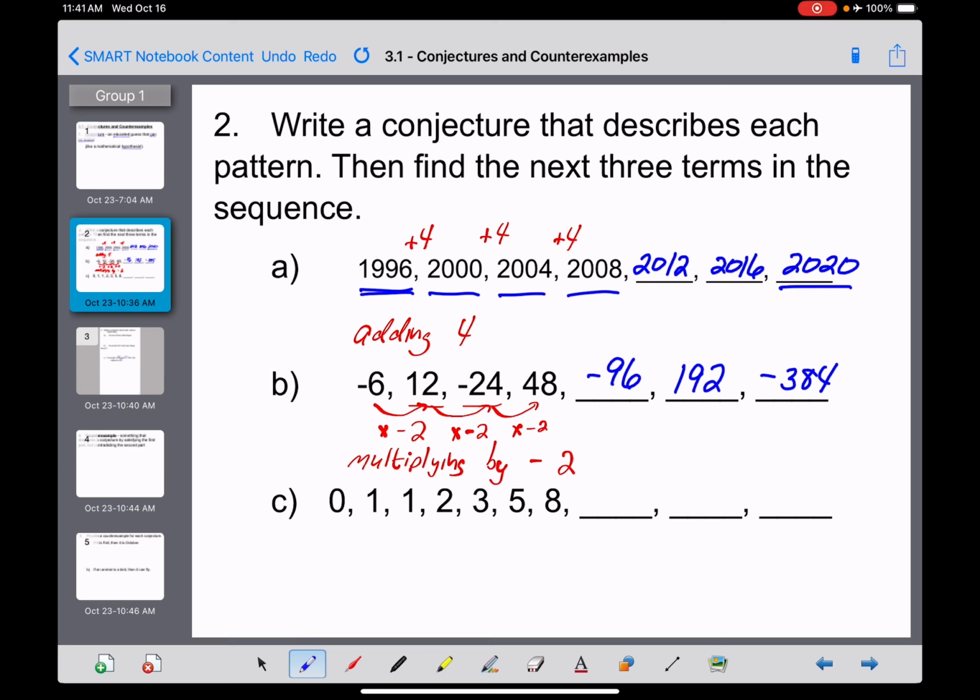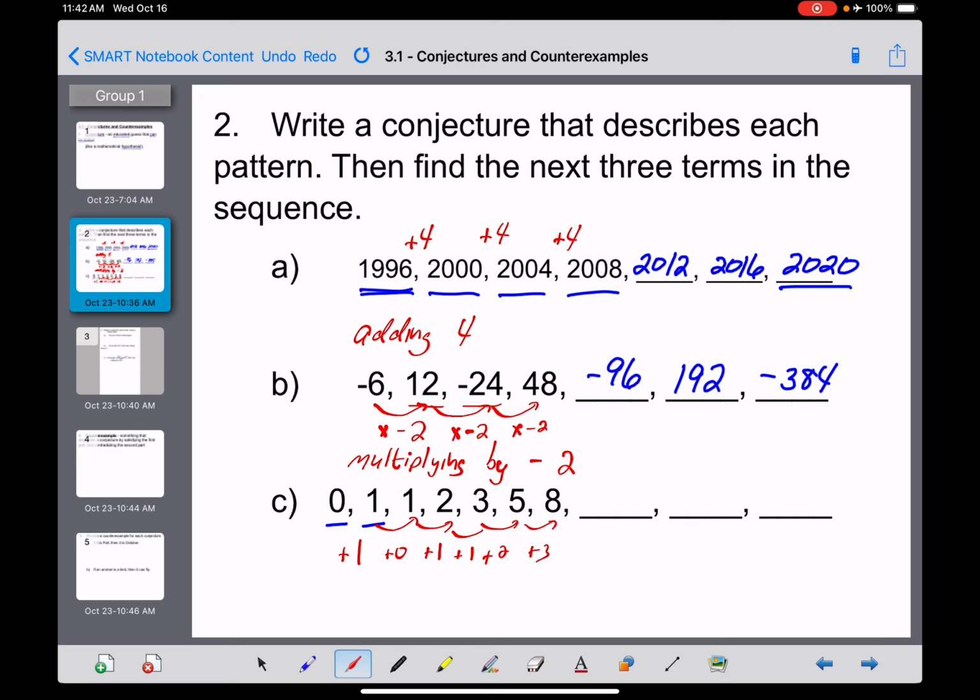Okay, so as we look at C, the question probably on your mind should be, how do we get from 0 to 1? Well, that one seems obvious in terms of addition. You would add 1. But then how do you get from 1 to 1? That's a little strange. We're adding 0. All right, and eventually here we're going to be adding 2, and eventually here we're going to be adding 3. That's a +1. That's another +1.